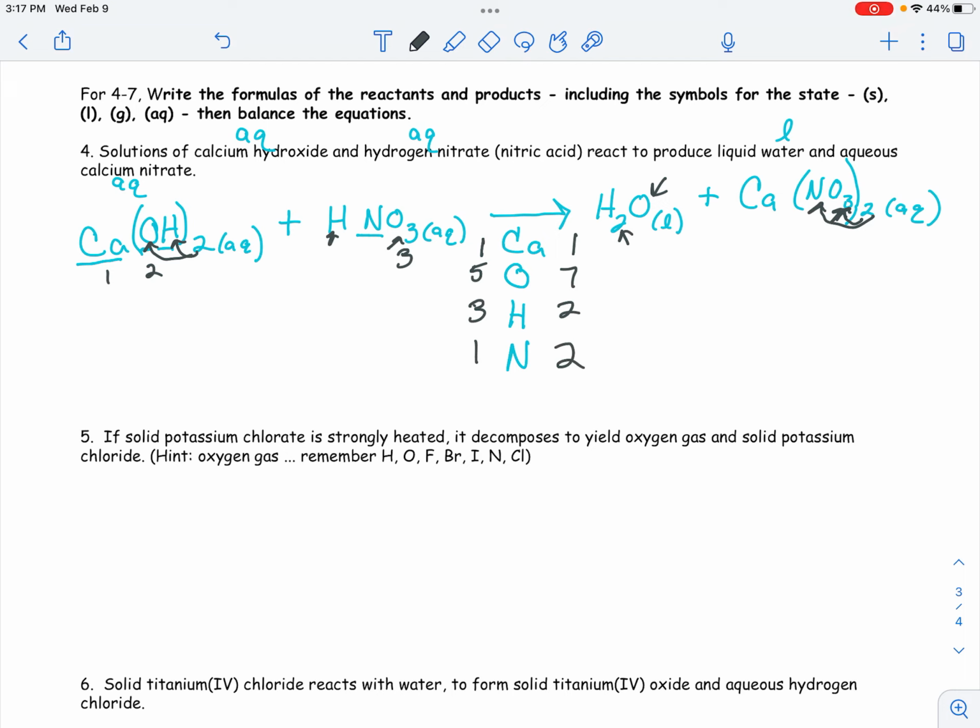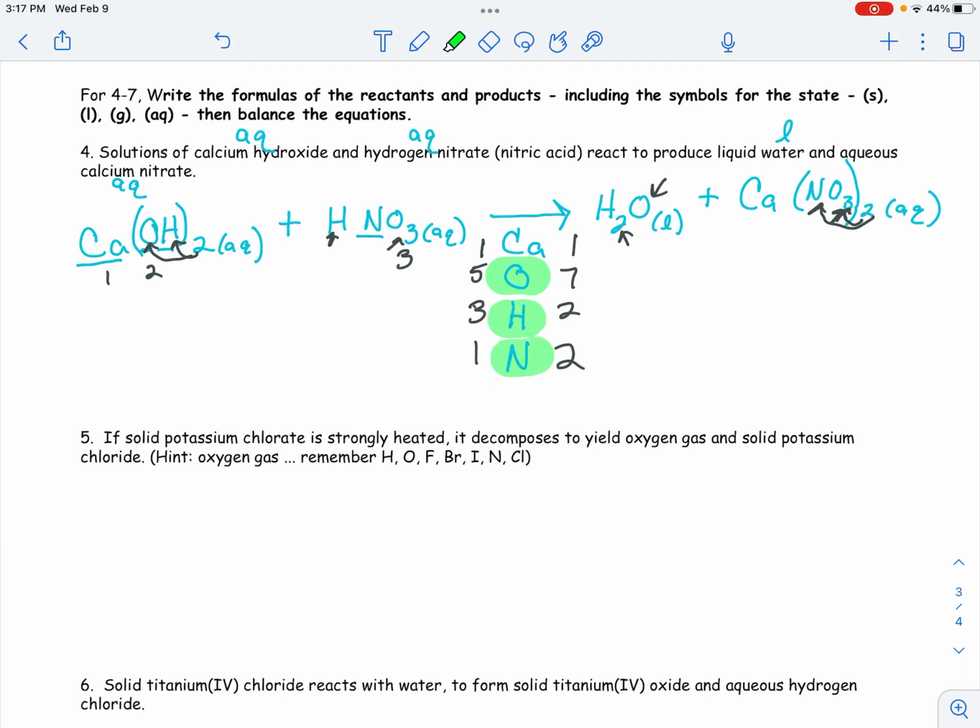So one suggestion is that when we look, let's first start and see what's not balanced. Well, things that aren't balanced are oxygen, hydrogen, and nitrogen. My calcium's already balanced, sweet. But these 3 things are not.